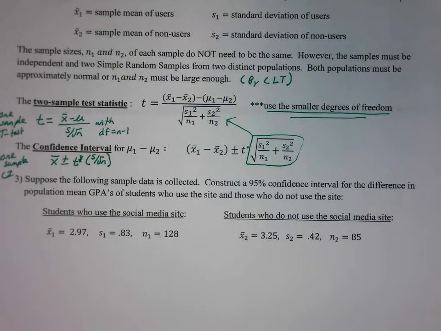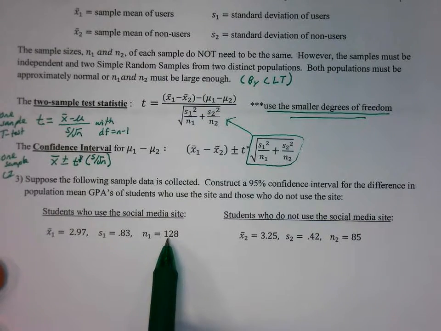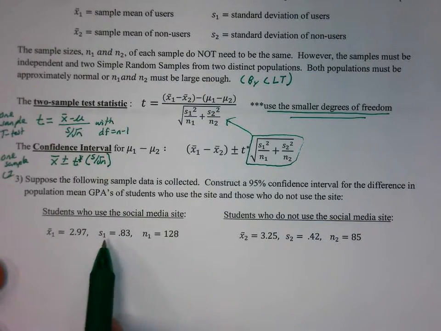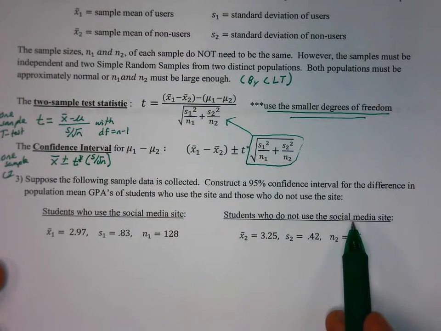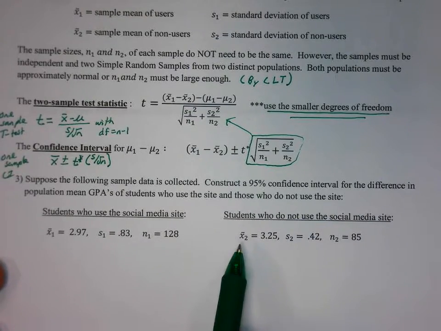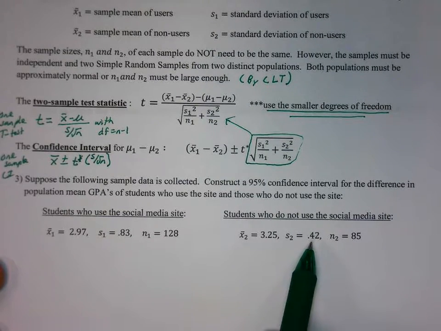looking at that previous example, suppose the following sample data is collected. Construct a 95% confidence interval for the difference in the population mean GPAs of students who use the site and those who do not use the site. So we took a sample of 128 students who use the site, and we got a sample mean of 2.97 and a standard deviation of 0.83 for that sample. And then we took another sample of size 85 from the population of students who do not use the social media site, and we got the sample mean for that to be 3.25 and a sample standard deviation of 0.42.